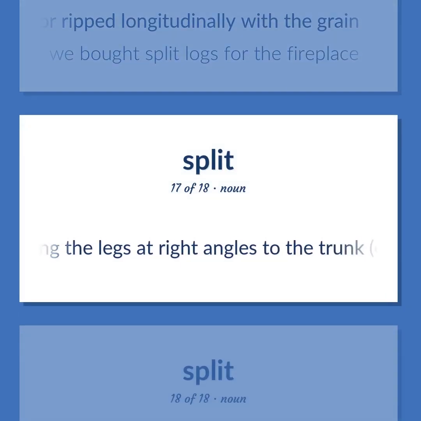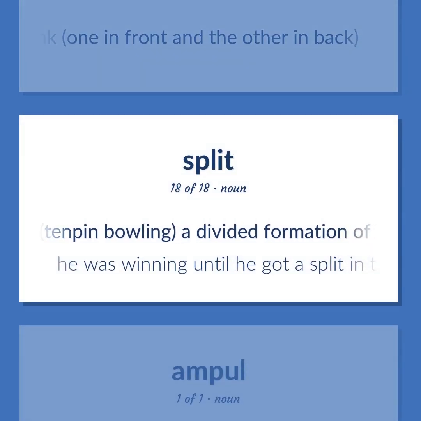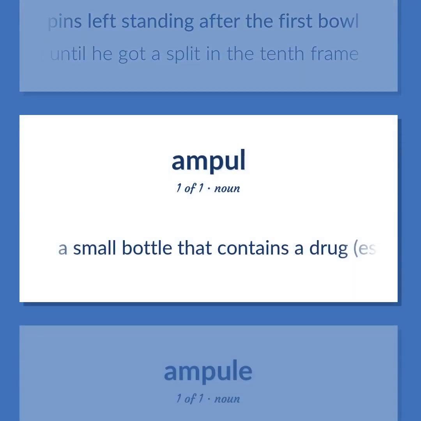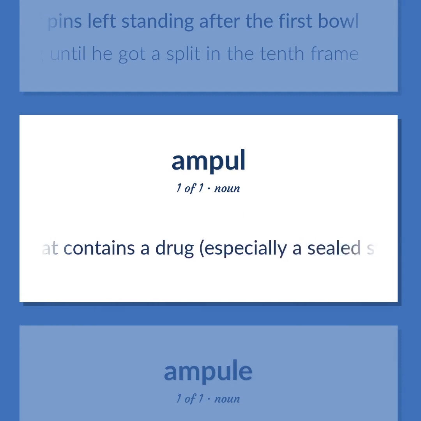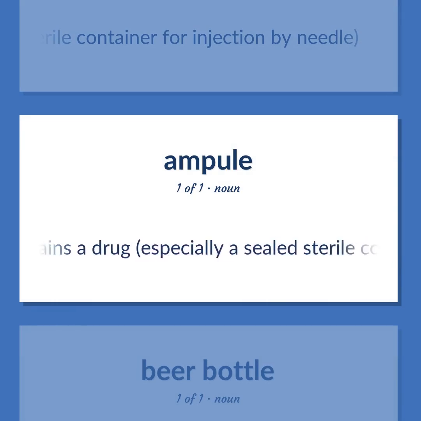Extending the legs at right angles to the trunk, one in front and the other in back. 10-pin bowling. A divided formation of pins left standing after the first bowl. He was winning until he got a split in the 10th frame. A small bottle that contains a drug, especially a sealed sterile container for injection by needle.